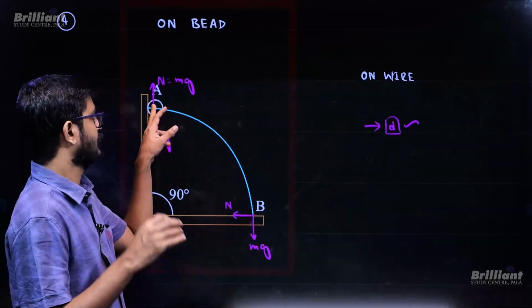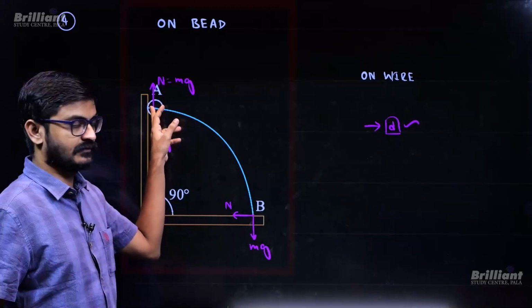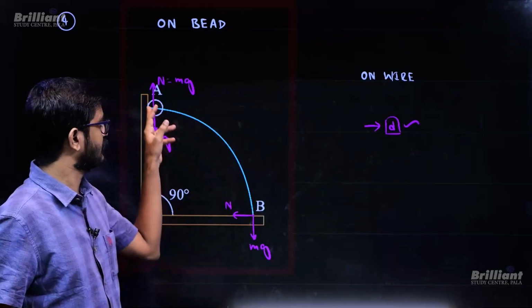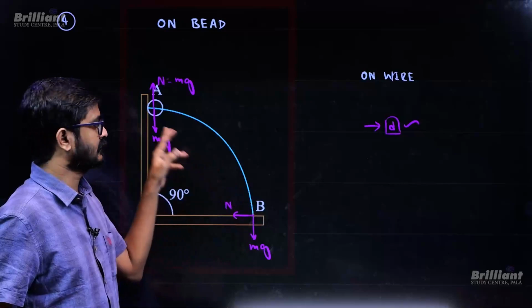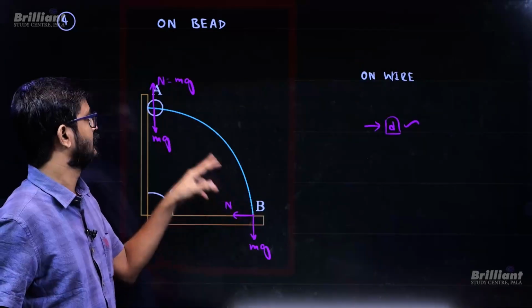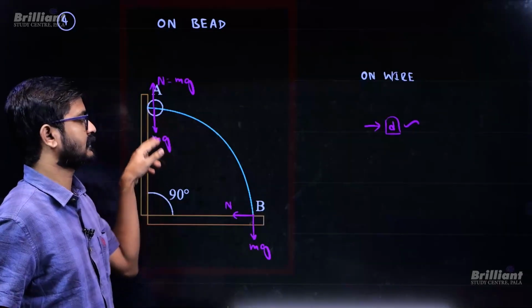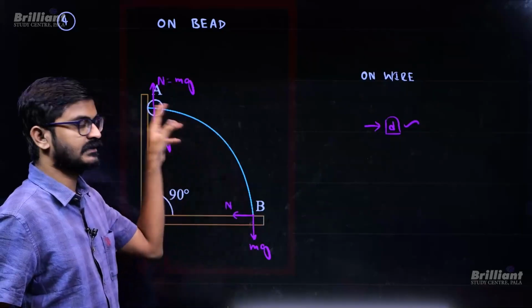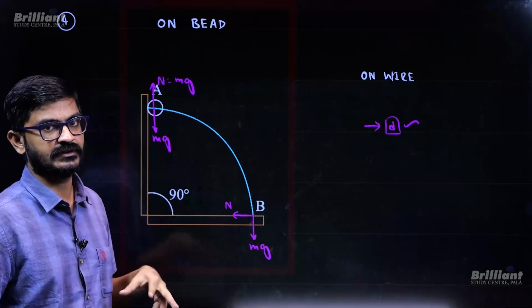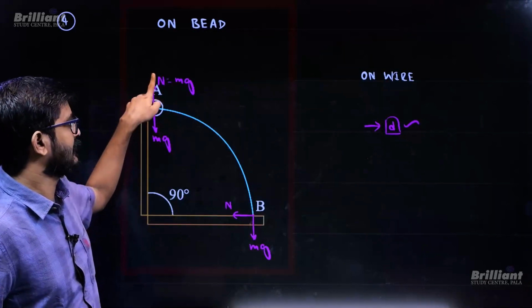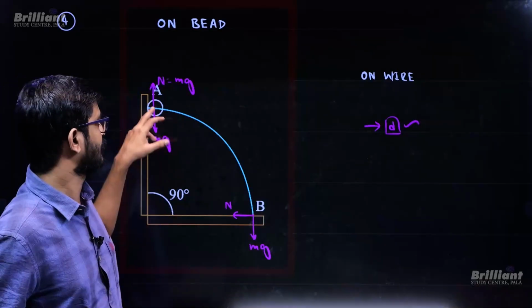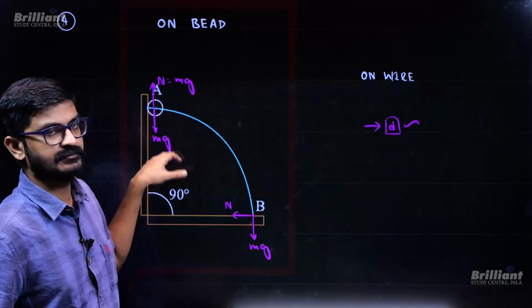On the bead, here velocity will be 0. When it comes here, potential energy will be converted into kinetic energy, so here velocity won't be 0. Anyway, if velocity is 0, since it is circular, whenever you see circular motion, net force towards the center must equal mv square by r. So mg minus N equals mv square by r, but here velocity is 0, so normal will be equal to mg on the bead.